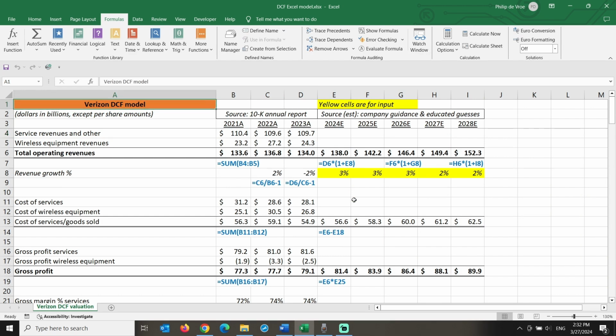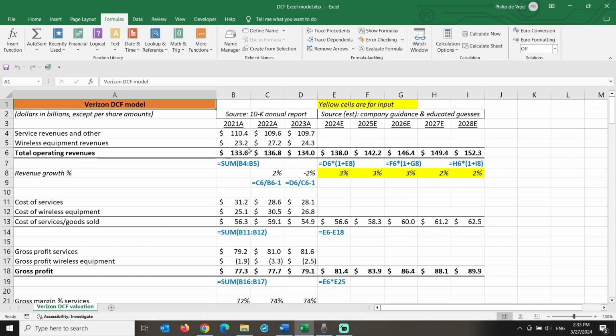The process of building a discounted cash flow model in Excel is as important as the outcome of the calculation. The process provides you with a lot of insights into the value drivers of the company. Now let's go through the setup of this DCF Excel model in more detail.